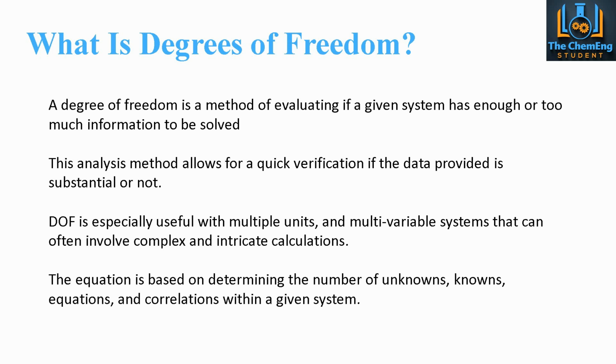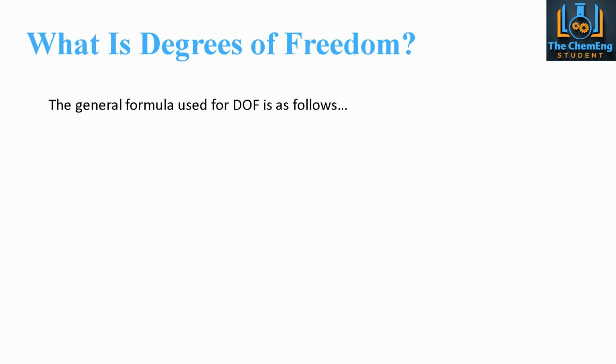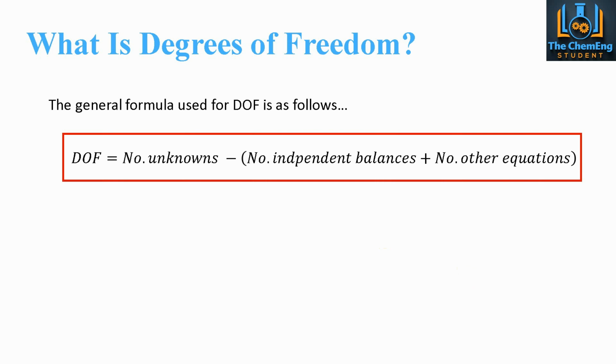Now, the equation here is based on determining the number of unknown variables, the number of known equations or variables, and then any other additional correlations that we are provided within the question statement. So the general formula that we use for degree of freedom analysis is as follows. Degree of freedom is equal to the number of unknowns minus the number of independent balances that we can carry out, plus the number of other equations or correlations that we have been provided in the question statement.